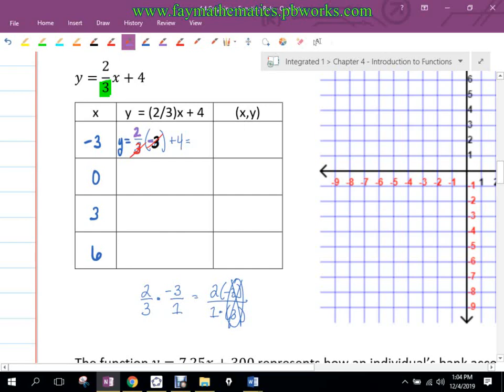What's -2 plus 4? Okay, -2 plus 4. 2, right? So then when I'm done here, I should have the ordered pair. I started with -3, and it spit back a y value of 2. Okay. The next thing we're going to do, I'm going to go down to 0. Okay, this one should be easy. What's 2/3 times 0?